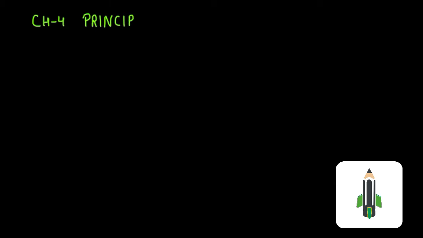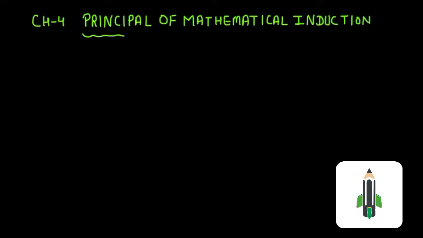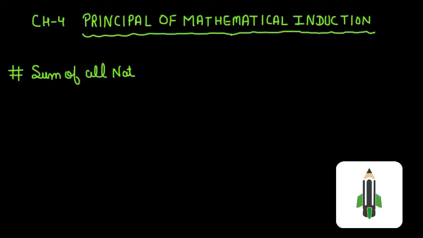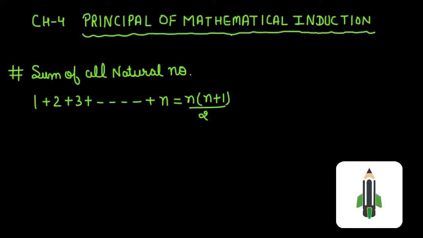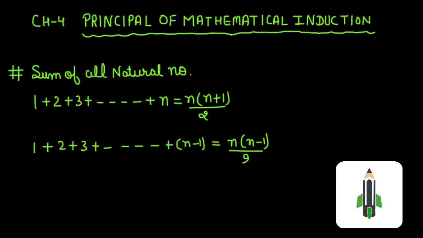In this video, we will study Chapter 4, Principle of Mathematical Induction. First of all, we have to know about some formulas. The sum of all natural numbers, 1 plus 2 plus 3 plus ... plus n, is equal to n(n+1)/2. If the last number is n minus 1, then the formula will change to (n-1)n/2.